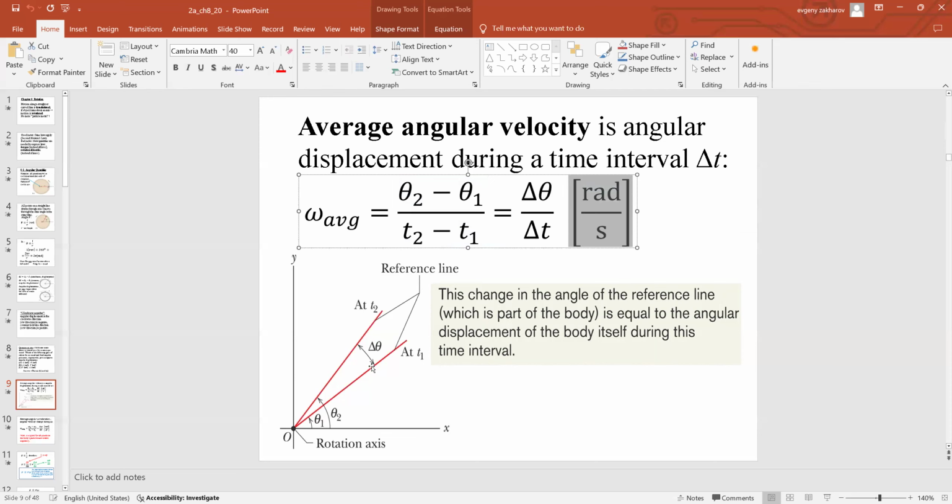So at moment t1 you were here, at moment t2 you are there. This is your angular displacement, and you have to divide by the amount of time that it took you to get from here to there, and that would be your average angular velocity.